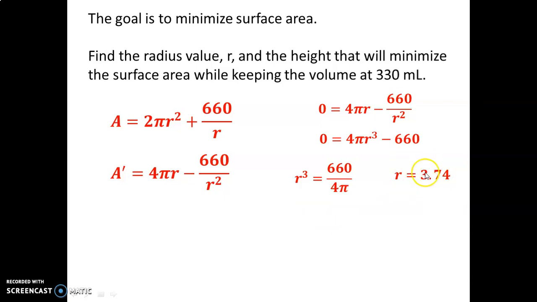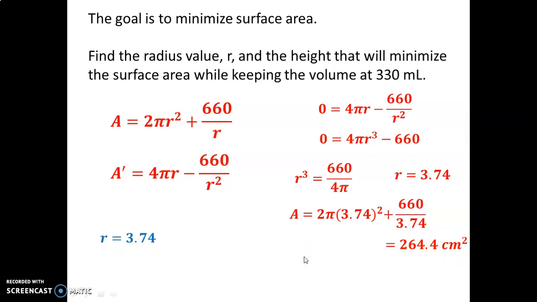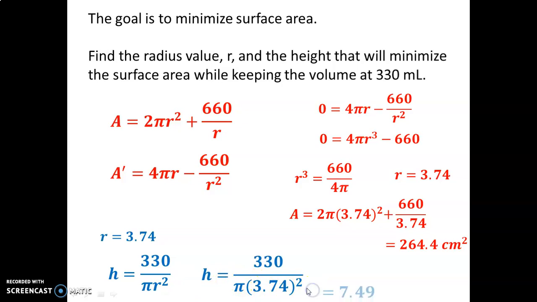Okay, that is the r value that gives us either a max or min point for surface area. We can confirm that is a max or min, but we'll do that in a second. Let's plug that r value in here in the area formula, and we get an area of 264.4. That's our minimum surface area. So now that we know r is 3.74, we can also find the height. Let's find the height. Okay, plug that in there, substitute in, we get a height of 7.49.